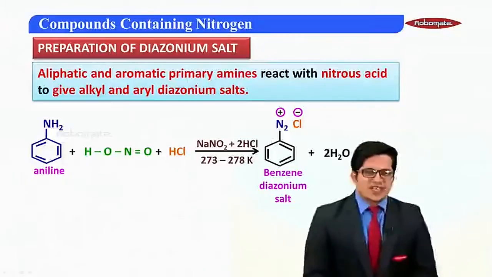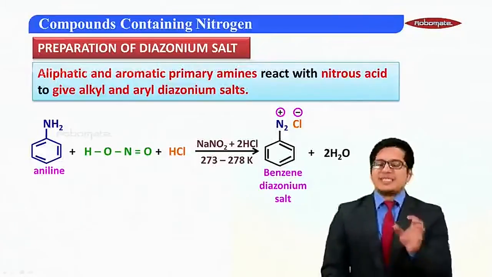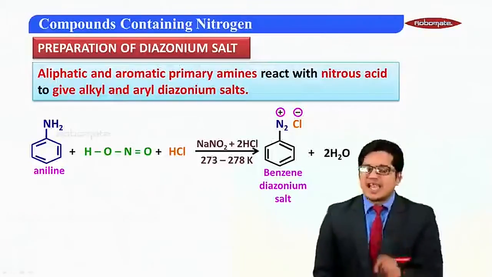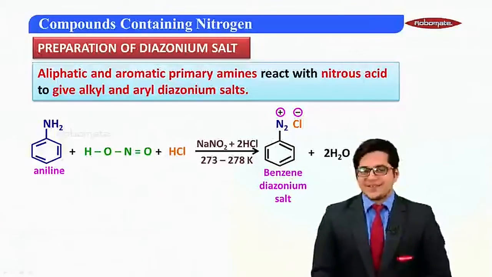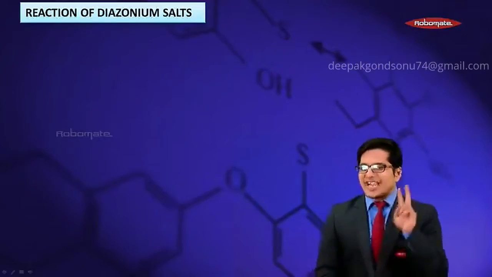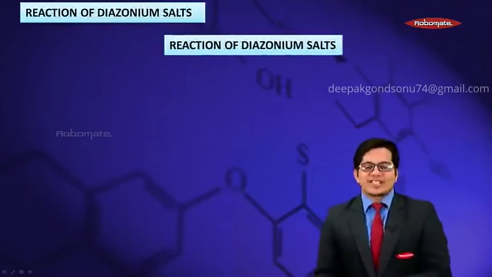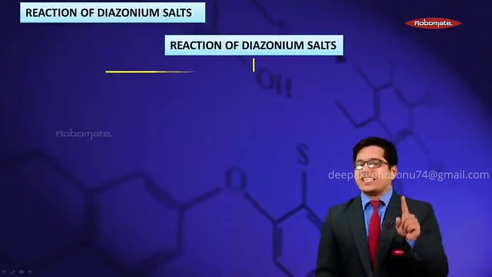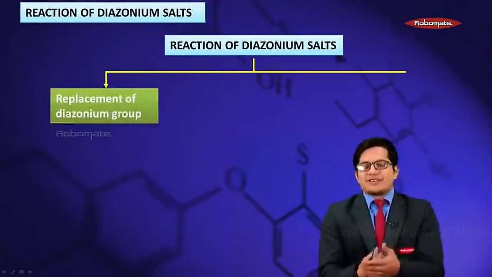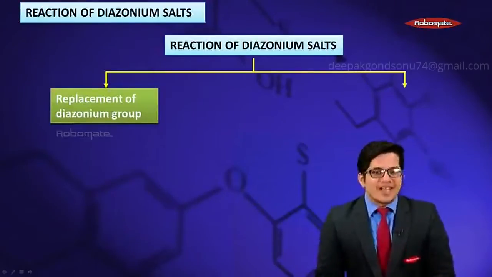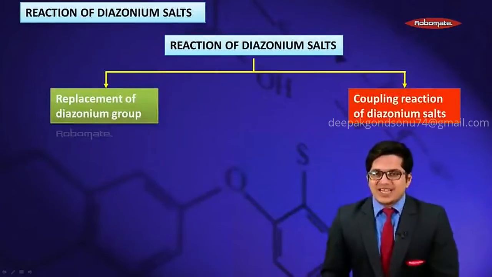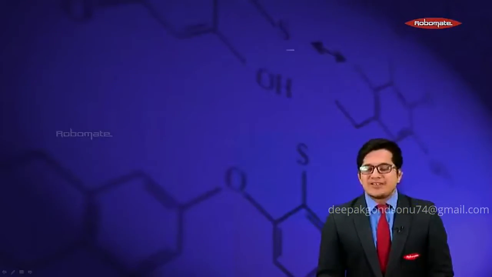Let's move further. We have already now formed a benzene diazonium salt, in this case, benzene diazonium chloride. So now, what happens? Let's see the reactions. The reactions are of two types. Reaction of diazonium salts. Firstly, they are either a reaction called as replacement reactions or they are called as coupling reactions. We would first start with the replacement reactions.